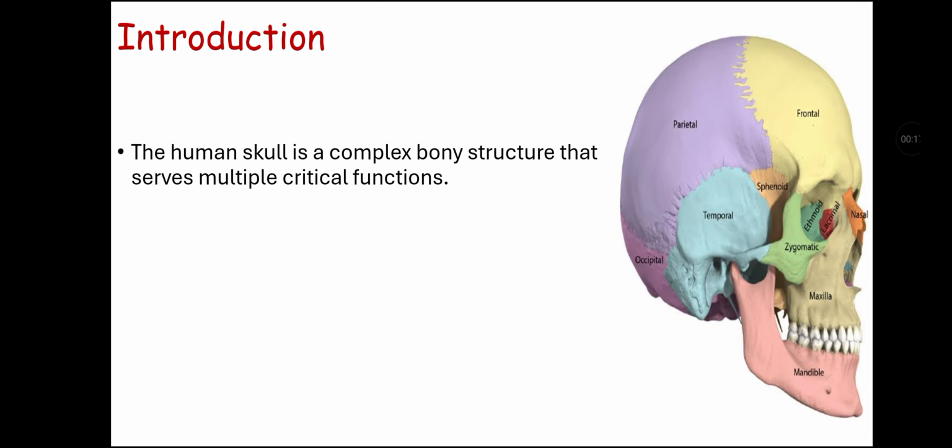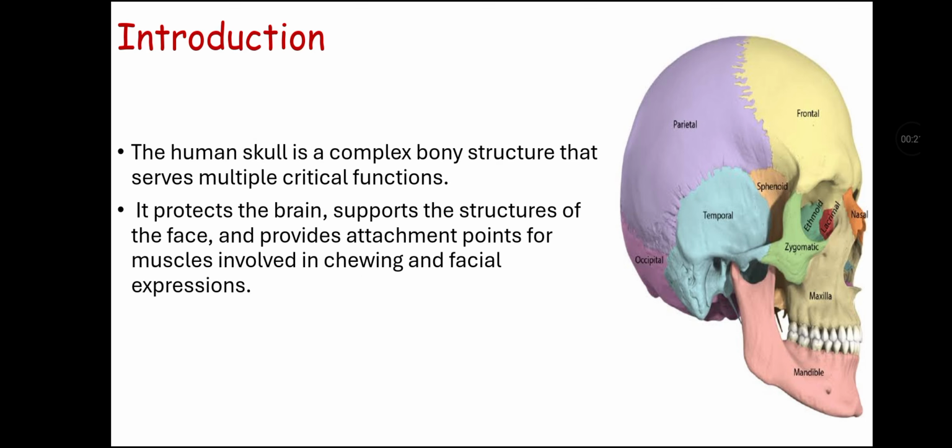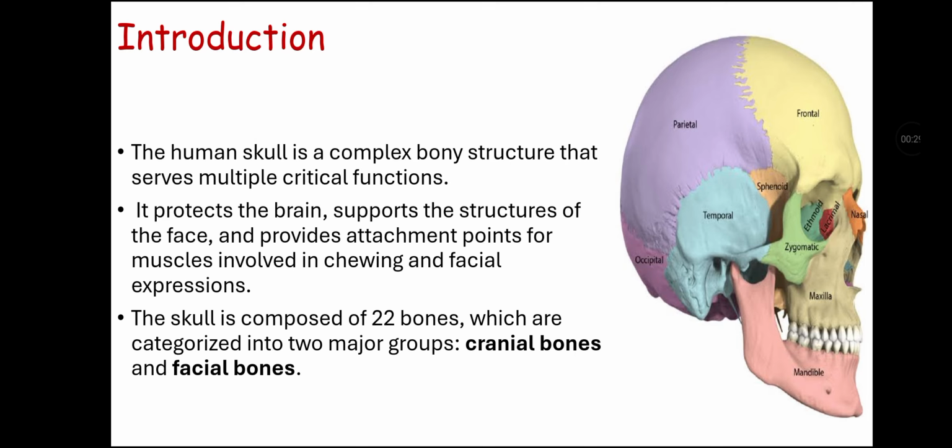Human skull is a complex bone structure that serves multiple critical functions. It protects the brain, supports the structures of face, and provides attachment point for muscles that are involved in chewing and facial expression. Skull is composed of 22 bones, which are categorized into two major groups, cranial bones and facial bone.